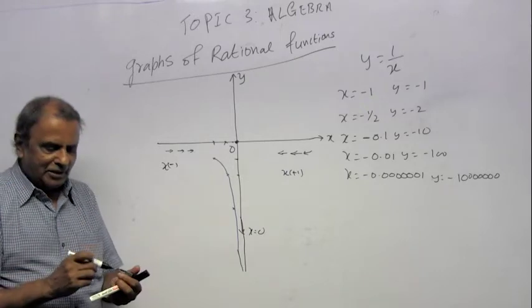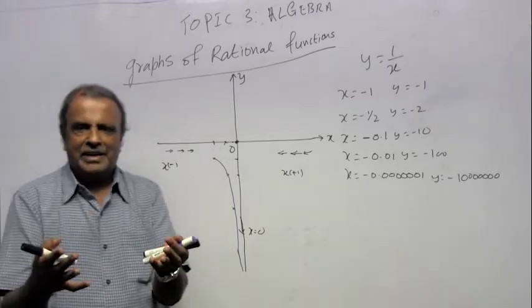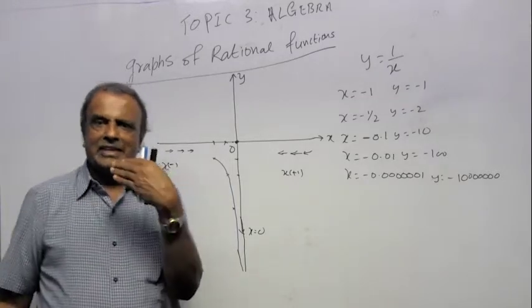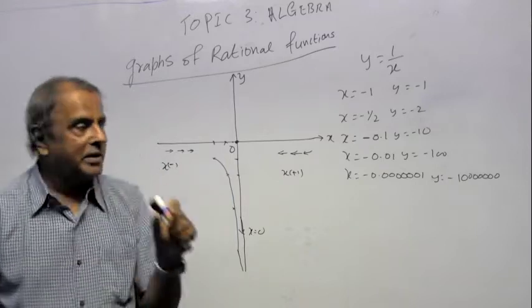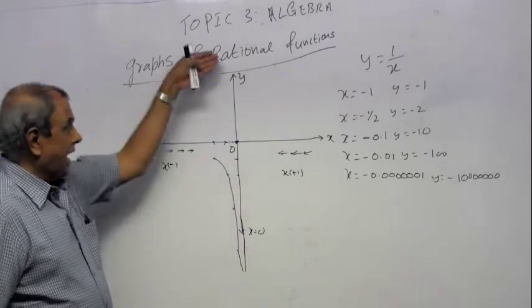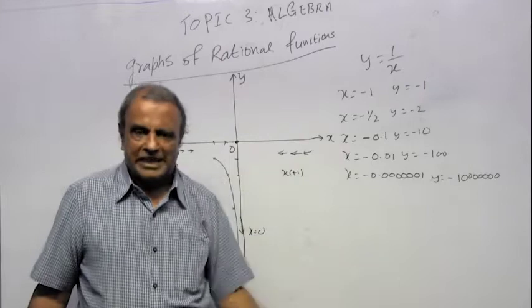In mathematics, we put it in a lovely way. It's a paradox. At the same time, it makes sense. You can make the gap between the graph of 1 over x and the line x equal to 0 as small as you please.